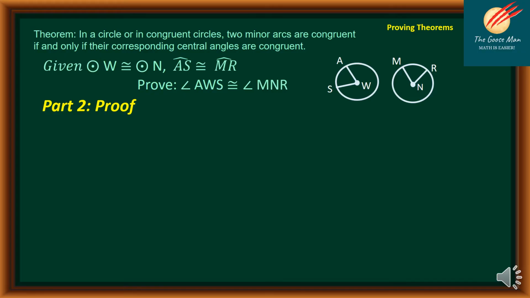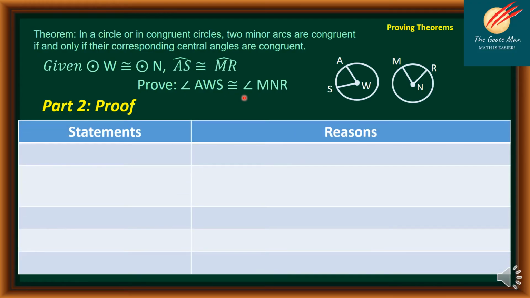Again, the theorem is: in a circle or in congruent circles, two minor arcs are congruent if and only if their corresponding central angles are congruent. Given that circle W is congruent to circle N and arc AS is congruent to arc MR, we would like to prove that angle AWS is congruent to angle MNR. For the second part of our proof, we again have our statements and reasons.